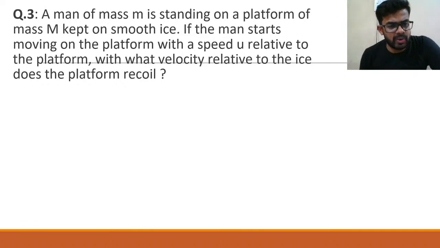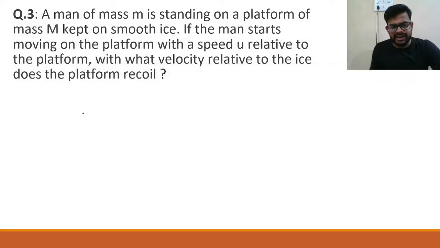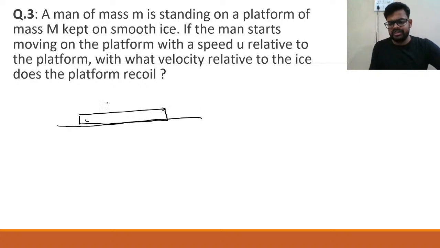If the man starts moving on the platform with speed u relative to the platform. Okay, no diagram is there, so I have to make one. Let's say this is a plank. It is placed on a frictionless surface. On that, a man is standing. So this is a man.